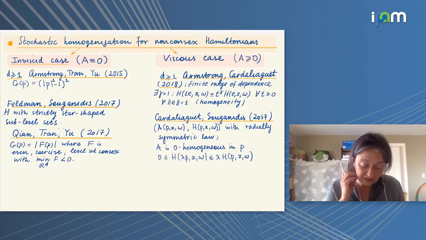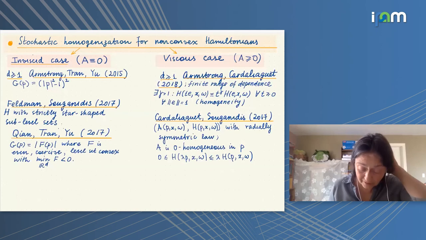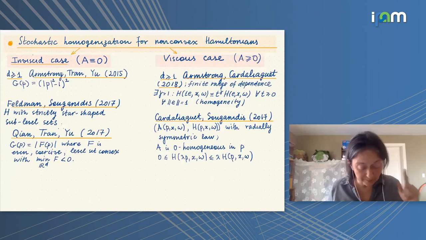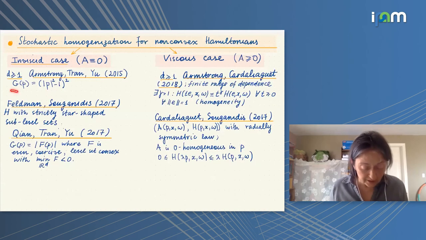So the phenomenology for the effective Hamiltonian in this case is very similar to the one I described today. It's just a rotation. This one is rotationally invariant, so you just have to rotate. So this was the first example, and then additional examples were provided in the inviscid case by Feldman and Souganidis, where the Hamiltonian could have strictly star-shaped sublevel sets.